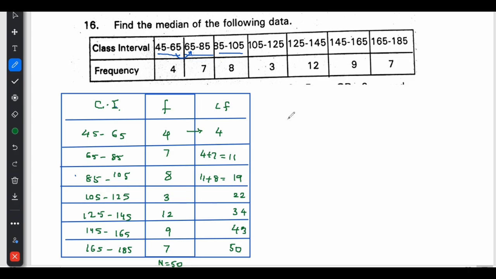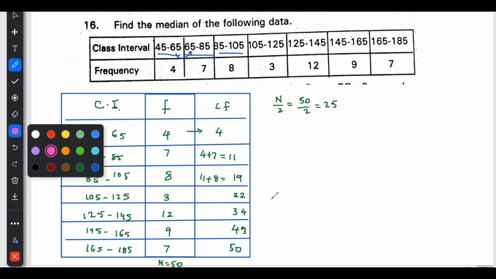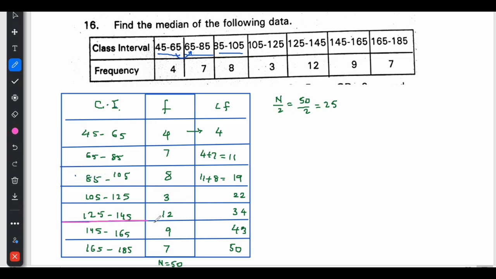Now I take n by 2 to decide the median class. n by 2 is 50 by 2, which is 25. 25 falls after 22 and before 34. So I take this class as the median class, because the cumulative frequency of 25 falls in this class. That's why I take this as the median class. I can write it here.